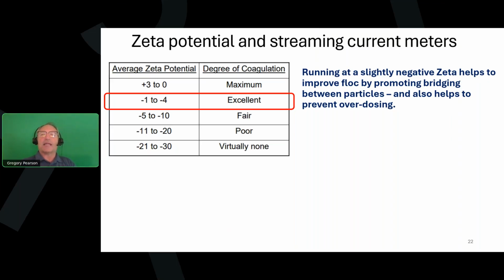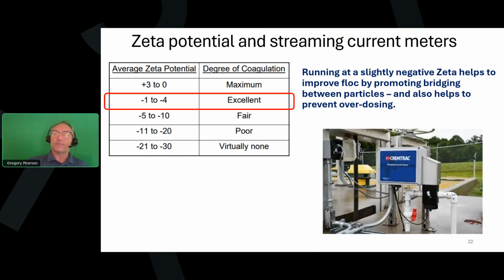But running slightly negative helps us to prevent overdosing of the coagulant chemical, and actually promotes bridging together of floc particles, because now instead of being all completely satisfied with positive coagulant, they have some reason to reach out and attach to other negative and positive points with other particles.